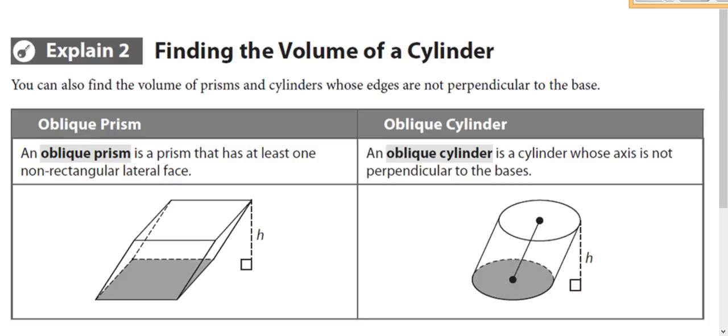So in those previous examples, all we talked about was right prisms and right cylinders. They can also be oblique, which just means they're slanted. When you measure the height, the only thing that changes is you measure the height straight up. Don't worry about what the slanted side is or anything like that. You just measure the height straight up, perpendicular height.